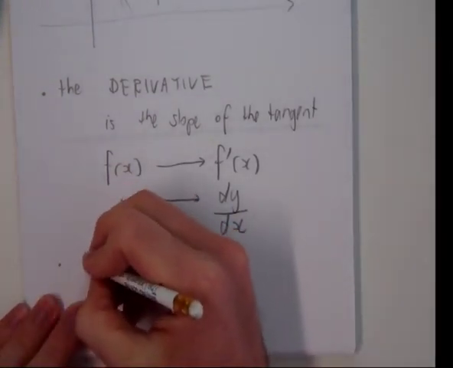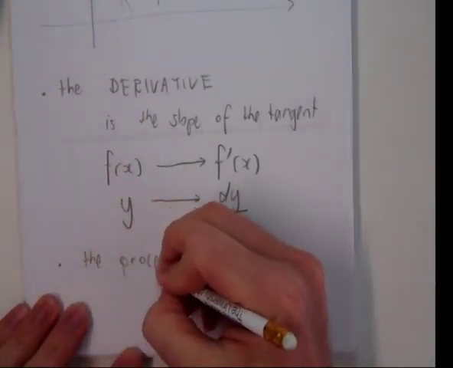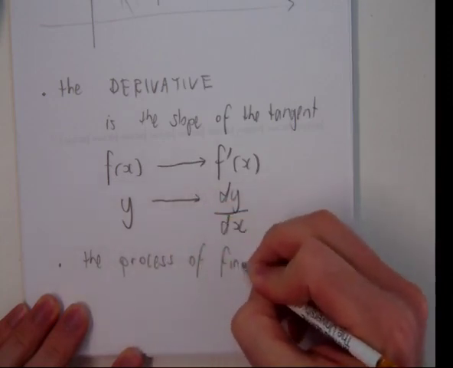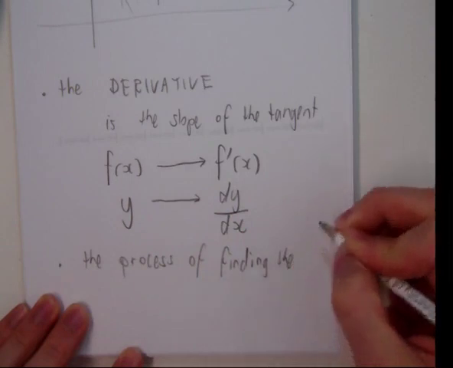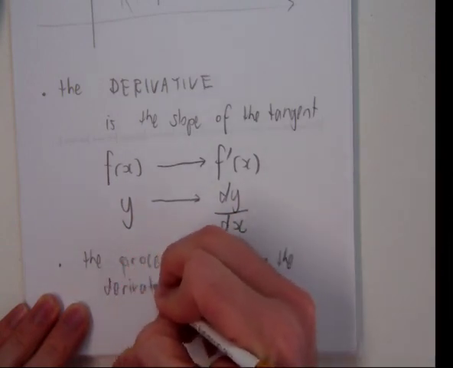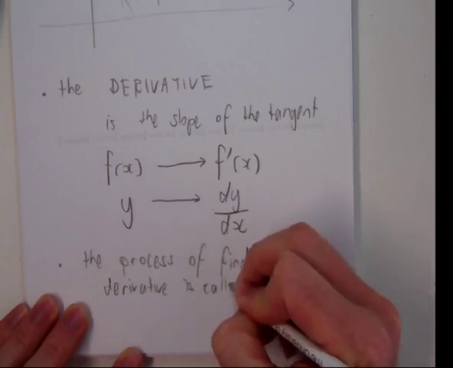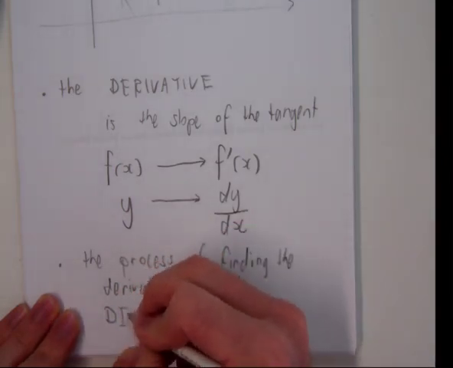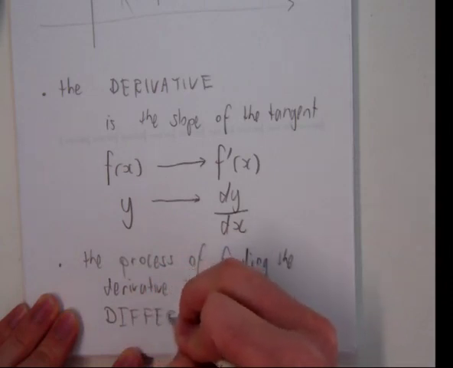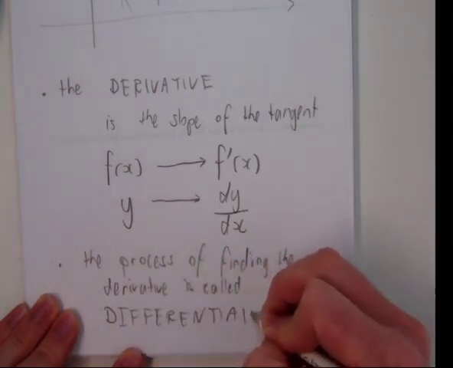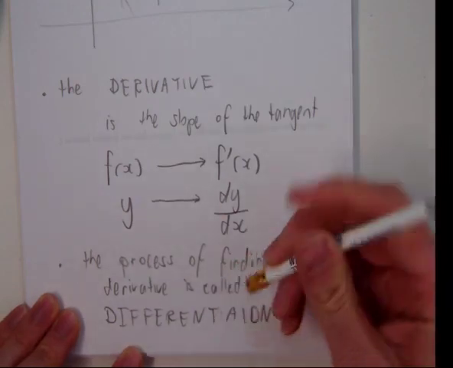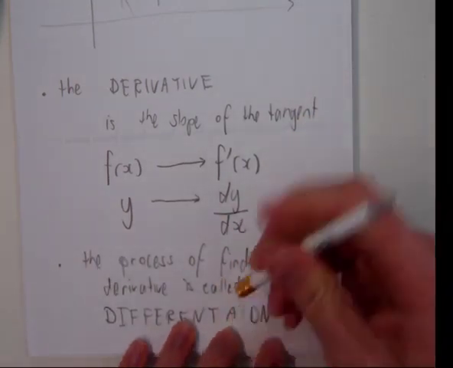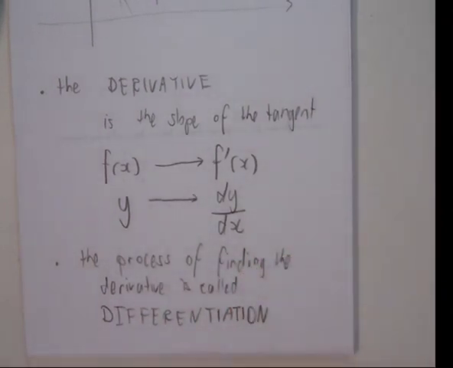So, the process of finding the derivative is called differentiation. I left out a letter. Differentiation. Right, yes. Differentiation is the process of finding a derivative.